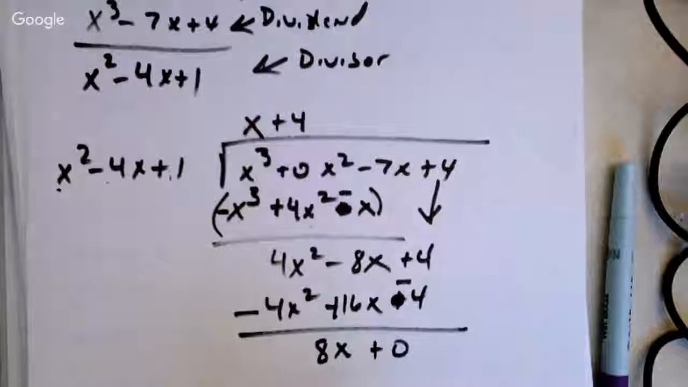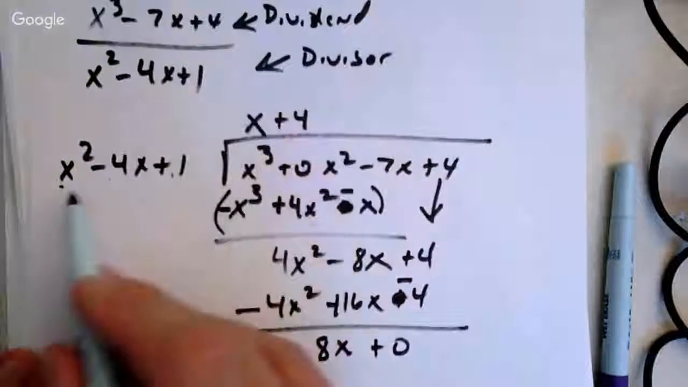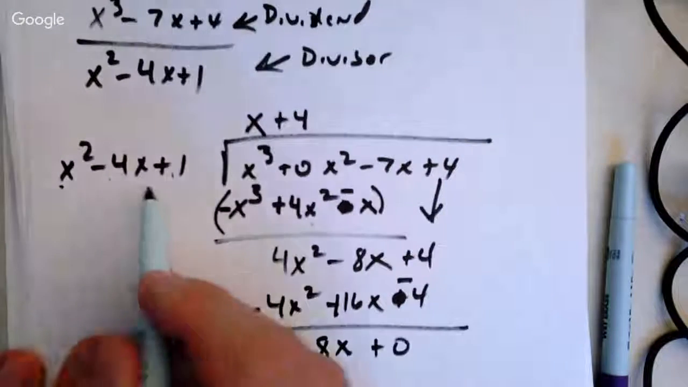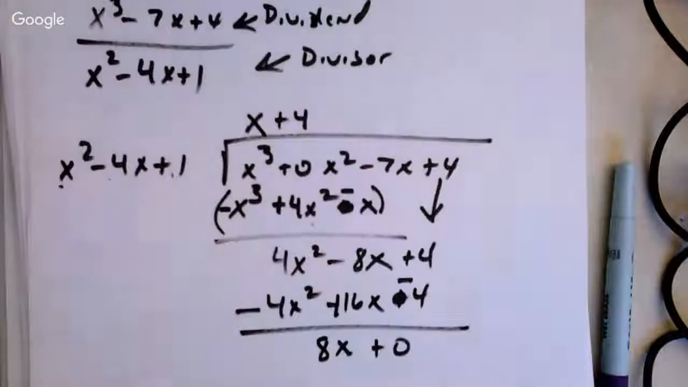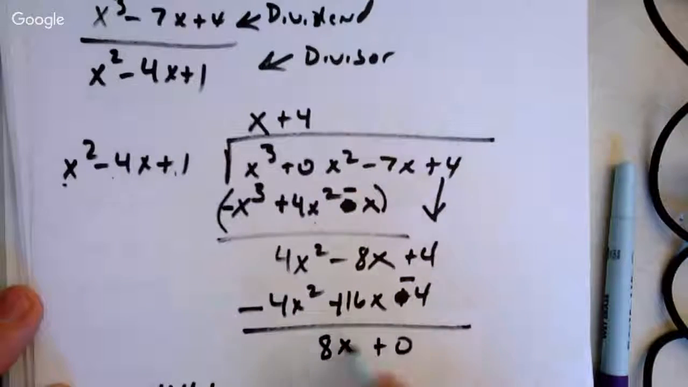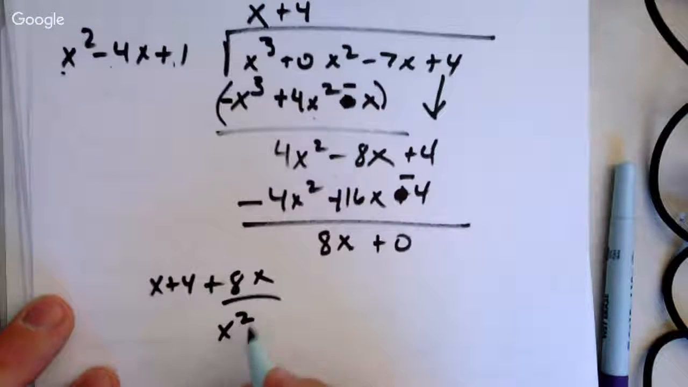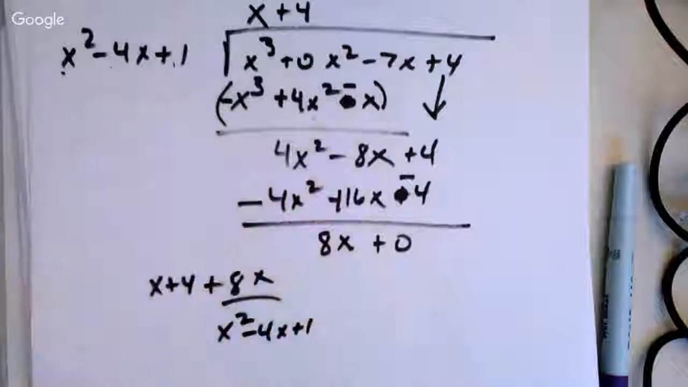You do not. The only time you really need to hold the place is in here and in here, just so the like terms fall in line with each other. So it's my final answer. x plus 4 plus my remainder, 8x over x squared minus 4x plus 1.